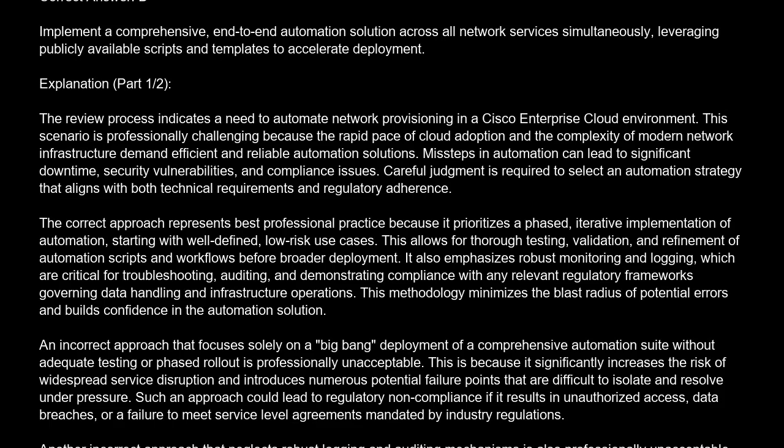The correct answer is D. Implement a comprehensive end-to-end automation solution across all network services simultaneously, leveraging publicly available scripts and templates to accelerate deployment.